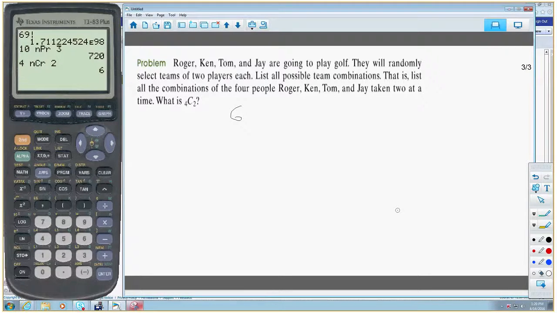So 6 is your answer. I'll write it right here. 4 factorial over 2 factorial times 4 minus 2 factorial. And that's equal to 4 factorial is 24. 2 factorial is 2. And what's 4 minus 2? 2 factorial is 2. So 24 divided by 4 is 6. Comprende?